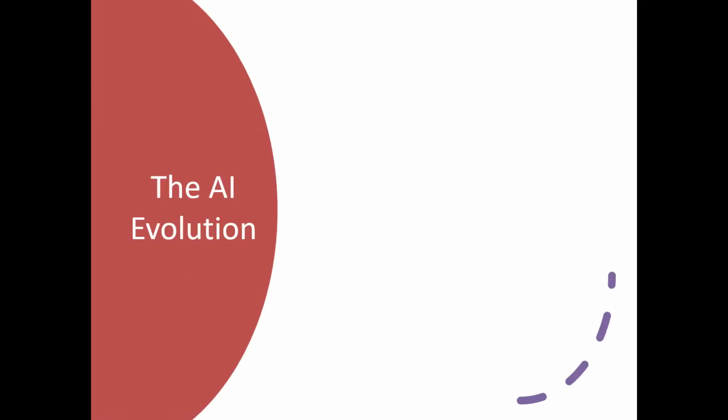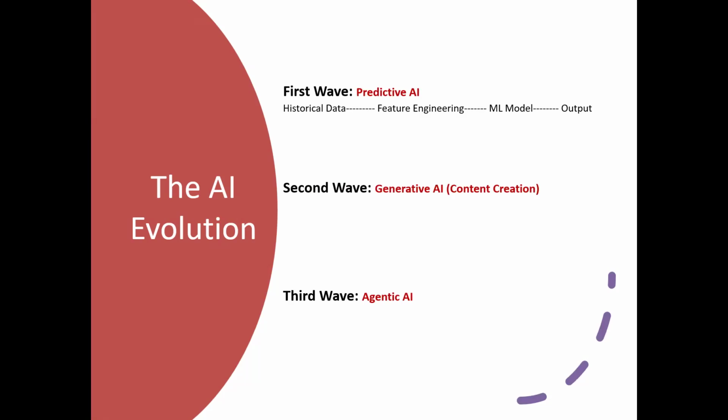So let's get into these waves. When you look at the evolution of AI, the first one is predictive AI, the second one is generative AI, and the third one is agentic AI.